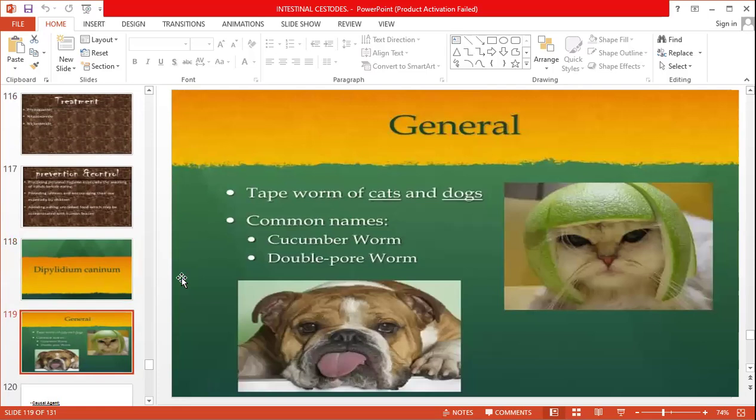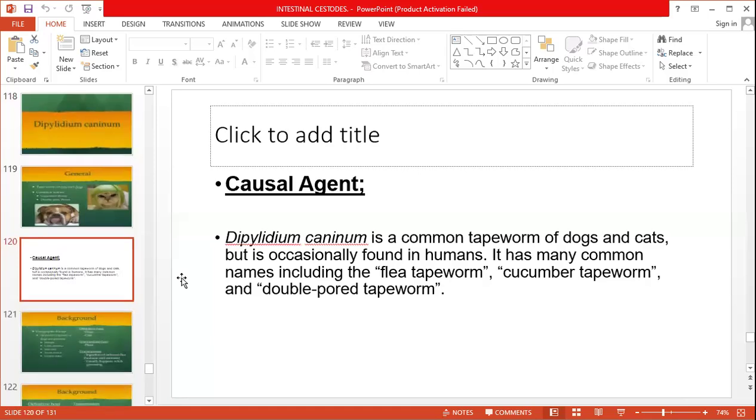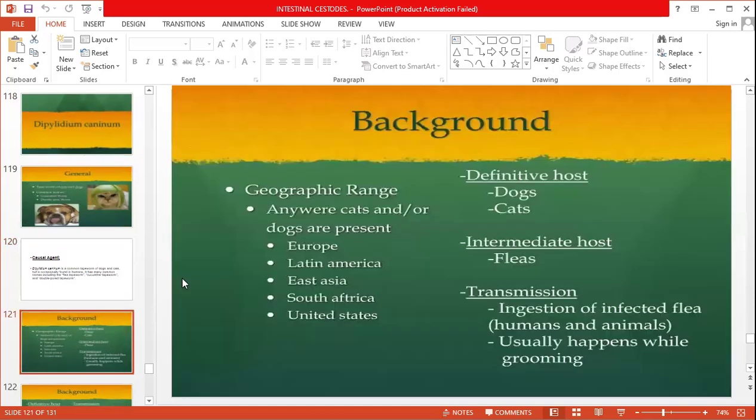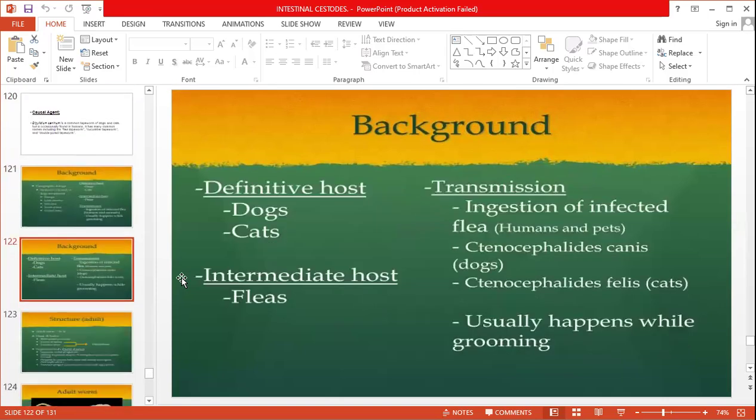Dipylidium caninum, the tapeworm of cats and dogs. Common names are cucumber worm, cucumber seed tapeworm, and double-pore tapeworm. The causal agent is Dipylidium caninum, the common tapeworm of dogs and cats. The geographical range is anywhere cats and dogs are present: Europe, Latin America, East Africa, South Africa, United States. Definitive hosts are cats and dogs, with the flea as intermediate host. Transmission is via ingestion of an infected flea, usually while grooming.